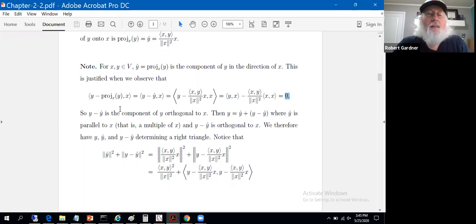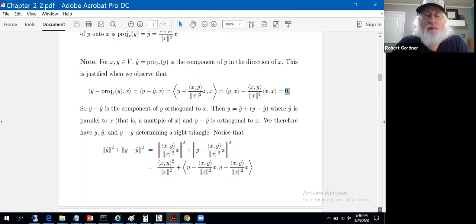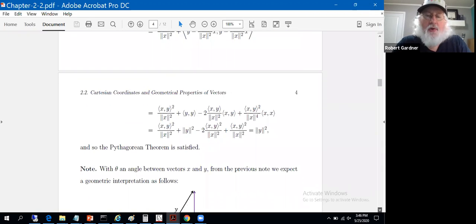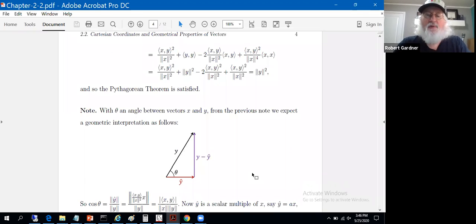So y minus y hat, say, is orthogonal to x. We know y hat is a scalar multiple of x. So let's scroll down and take a look at a picture. A little early for this, so we need to establish some other stuff. But this is the picture we're going for.